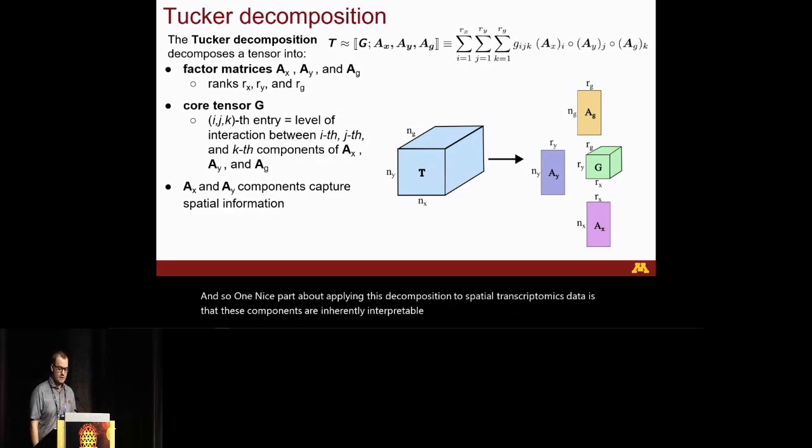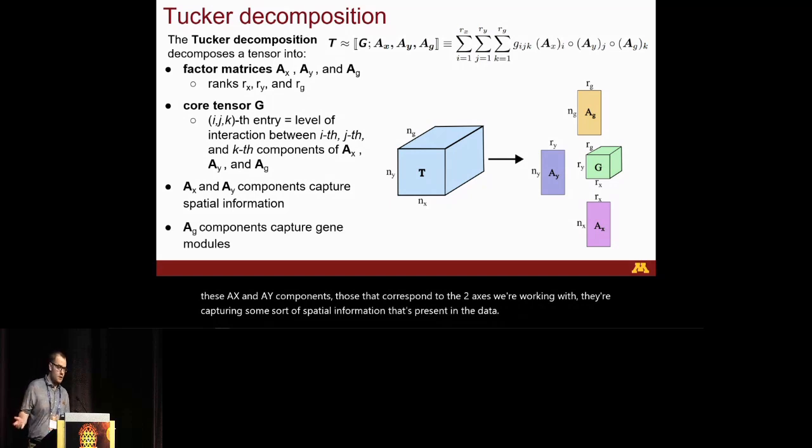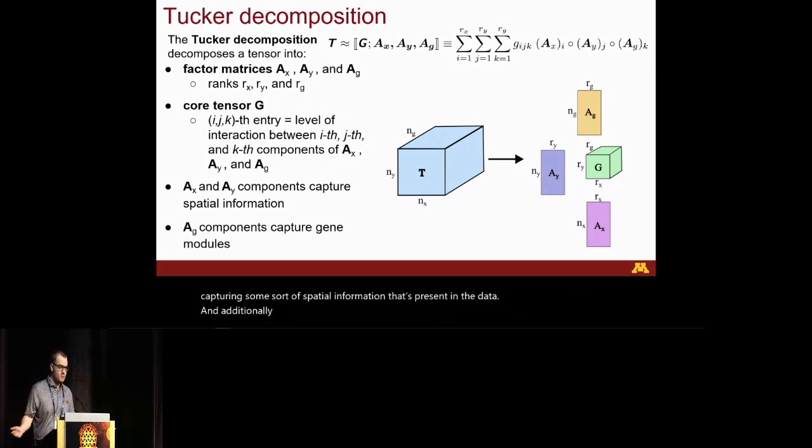Just for example, if we look at these AX and AY components, which correspond to the two axes we're working with, they're capturing some sort of spatial information that's present in the data. And additionally, our matrix AG, which corresponds to our gene components, can be interpreted as gene modules.